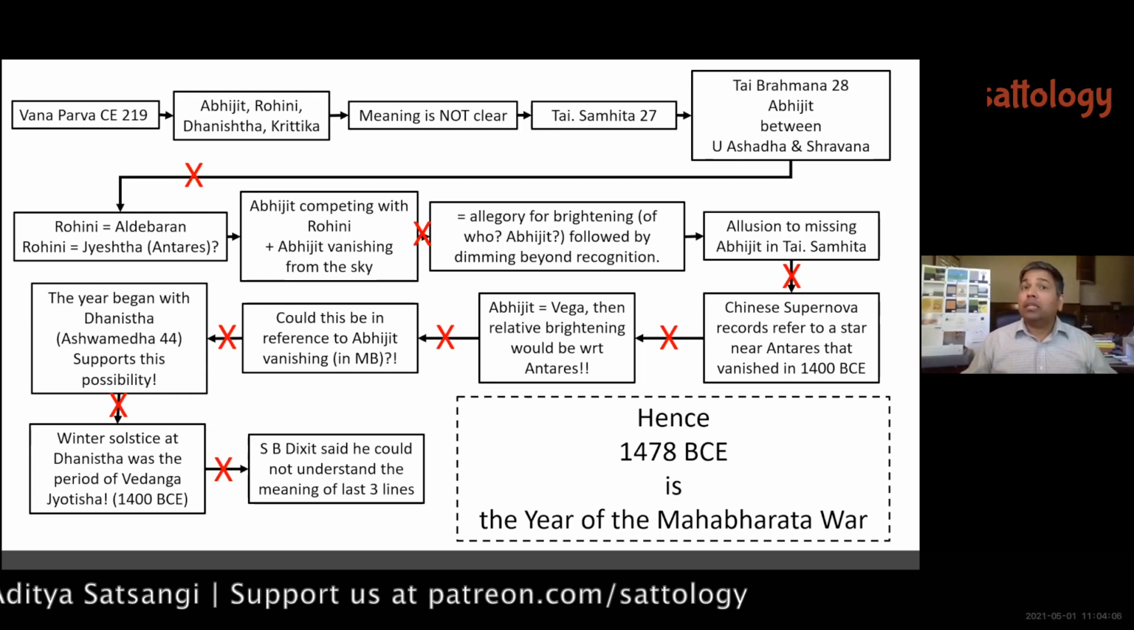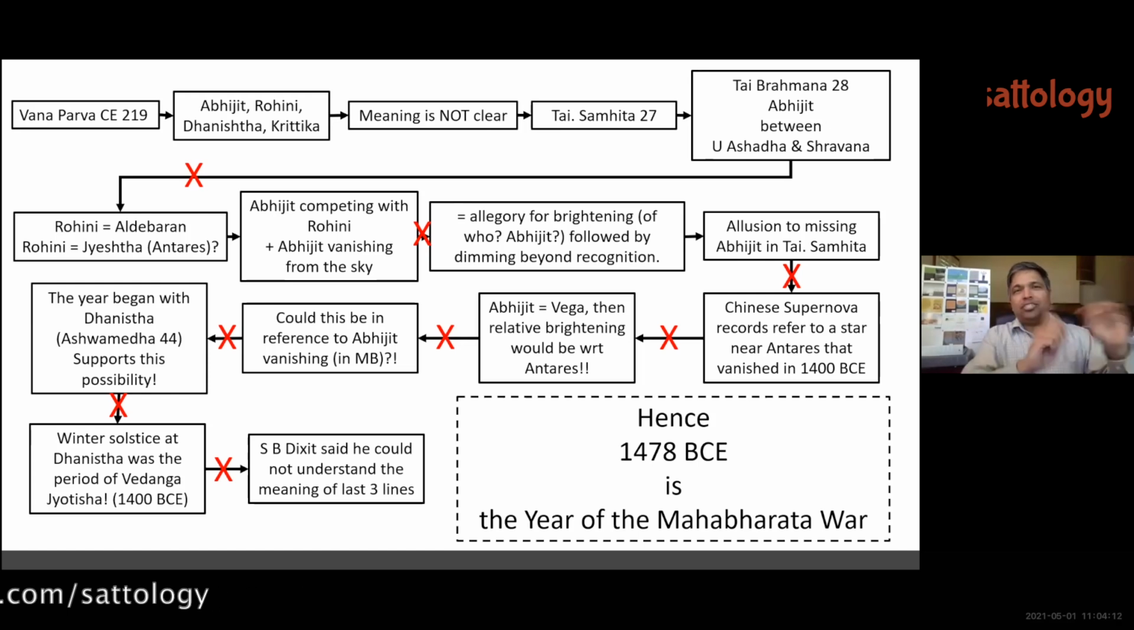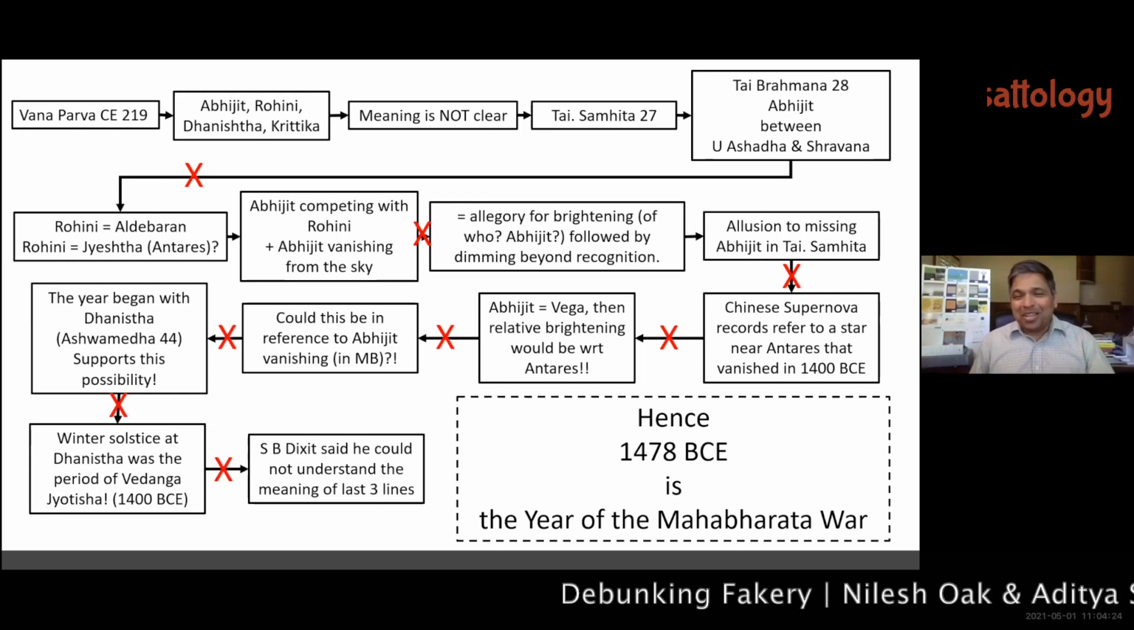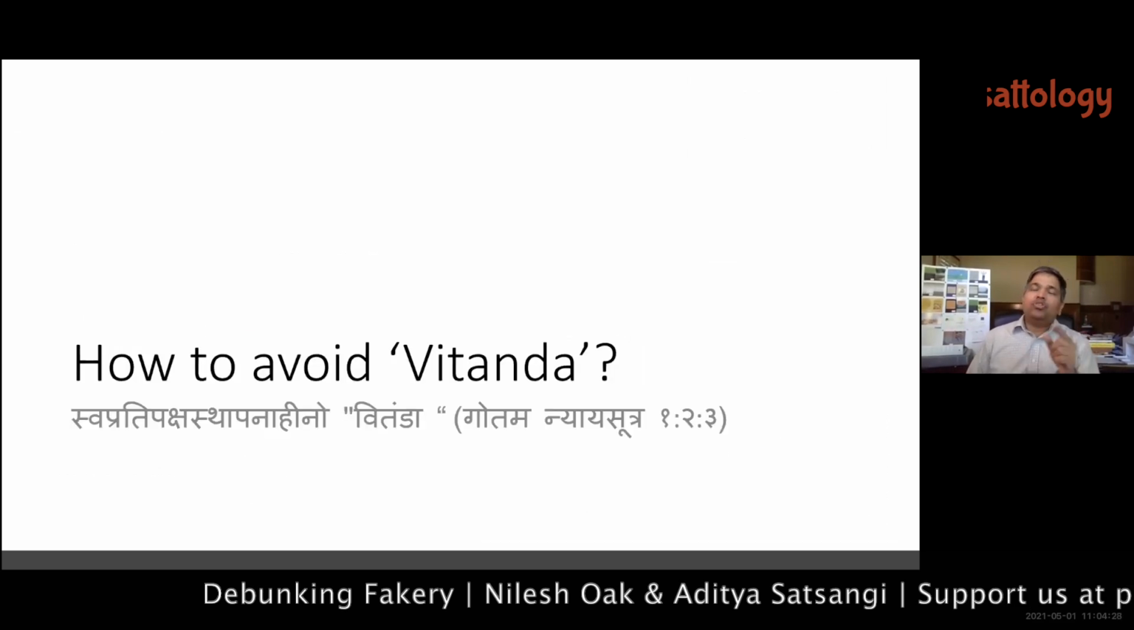And so he says, well, guess what? Hence, proved. Like in math, if you know the final answer, do all the jargon in between, whatever you want, and finally say, here's the answer, and just underline it. He says, hence 1478 BC is the Mahabharata war. No, professor, that's not how the research is done. That's not how scientific acumen works. That's not how logical reasoning works. Okay, really, how to avoid Vitanda?